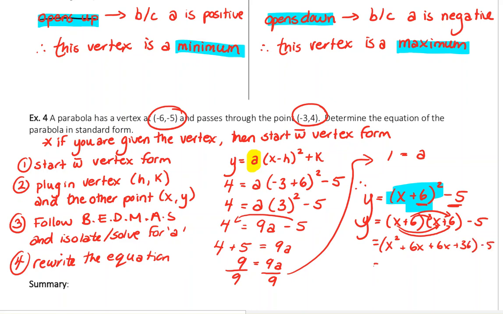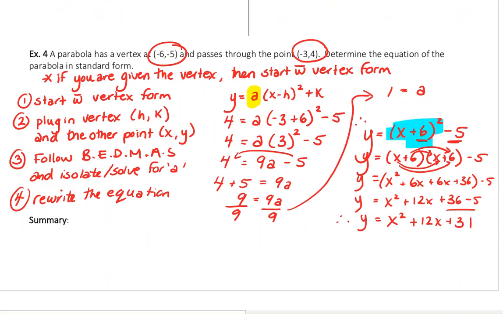All you have to do is collect your like terms here. You have x squared plus 12x plus 36 minus 5. Collect your like terms again at the end, your two constants, and therefore your equation in standard form is x squared plus 12x plus 31. And therefore you've completed this problem.